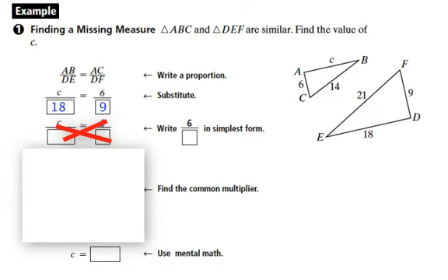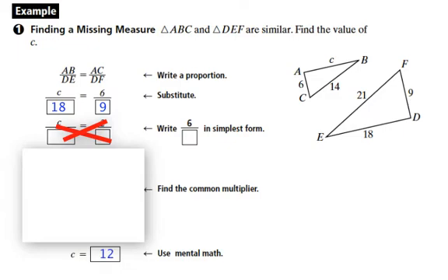Think about it. What would you do to 18 to get 9? You divide by 2. So 18 divided by 2 is 9. Ask yourself, what would be divided by 2 to get 6? 12 divided by 2 is 6. So C must equal 12.